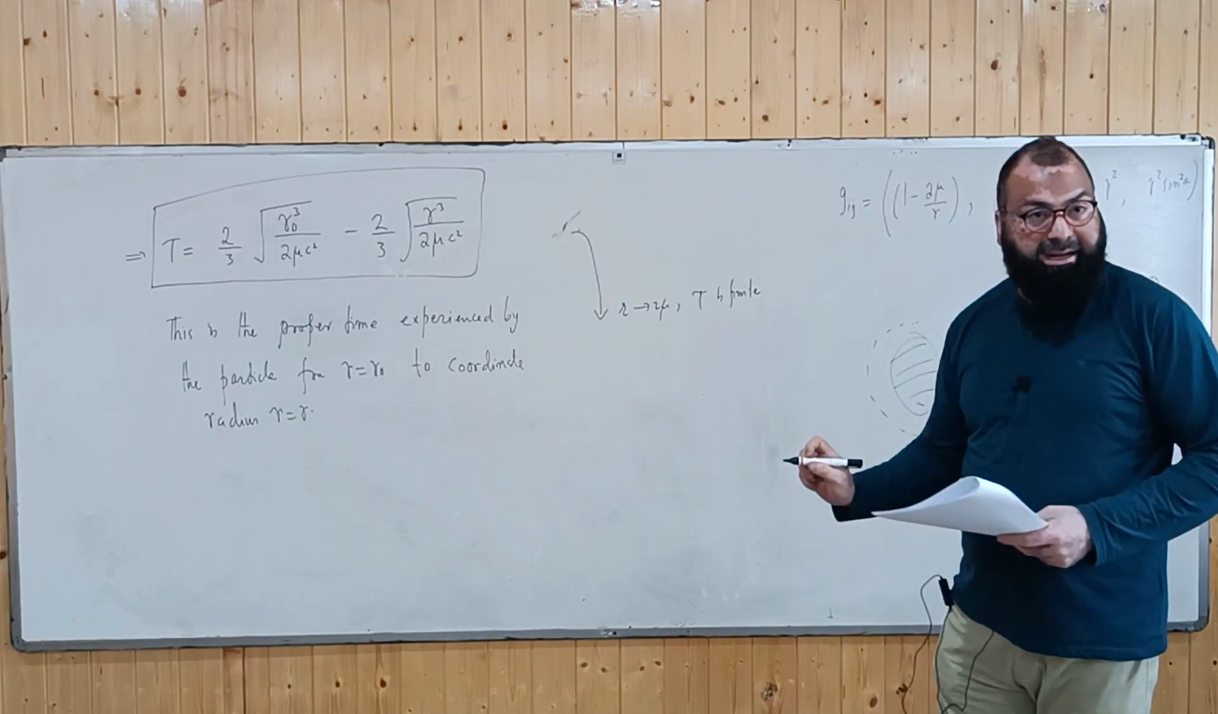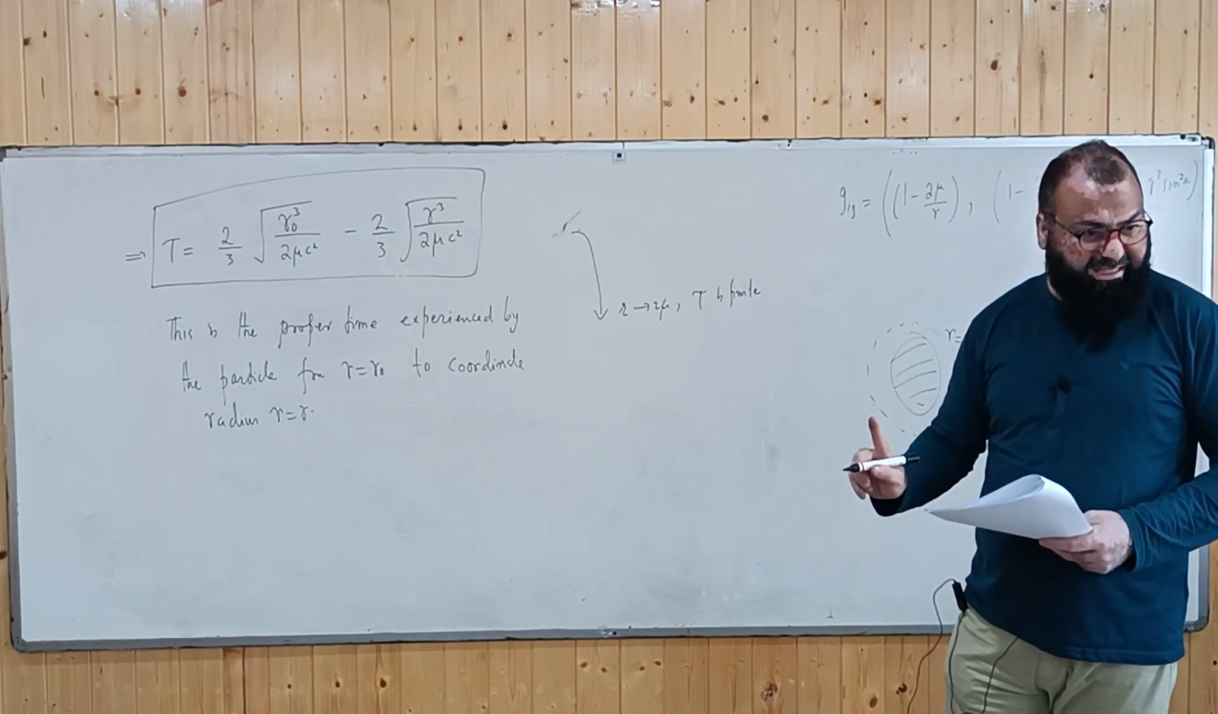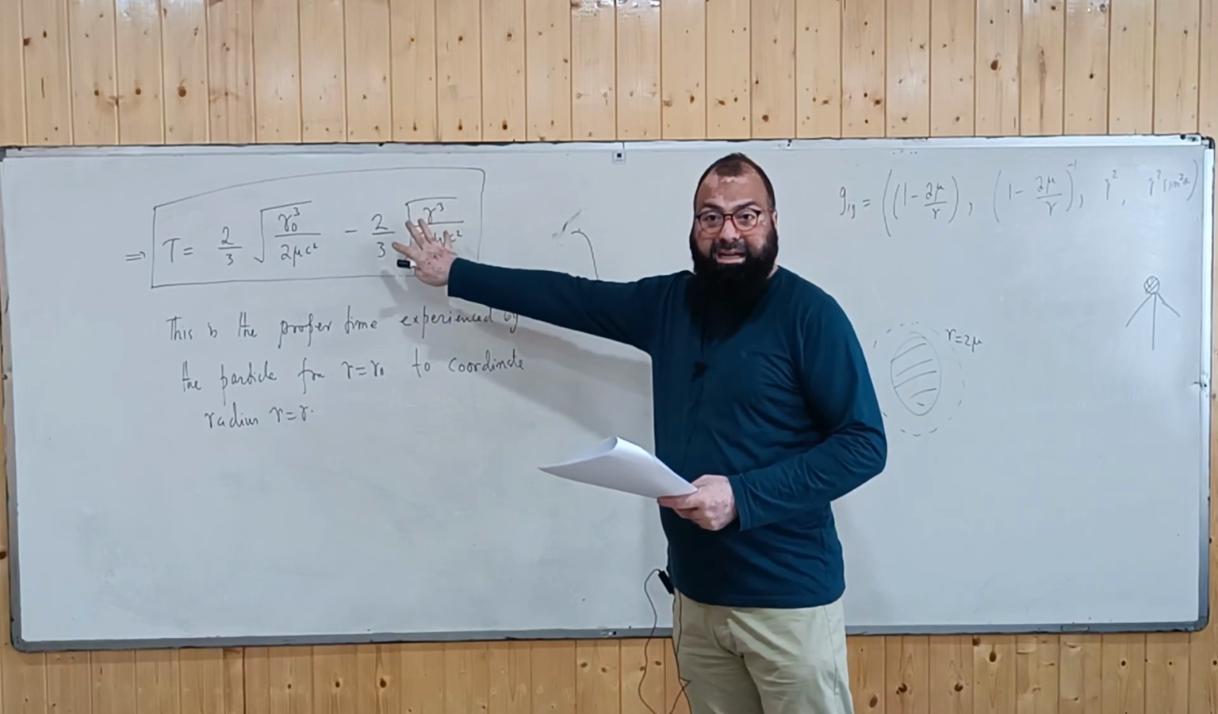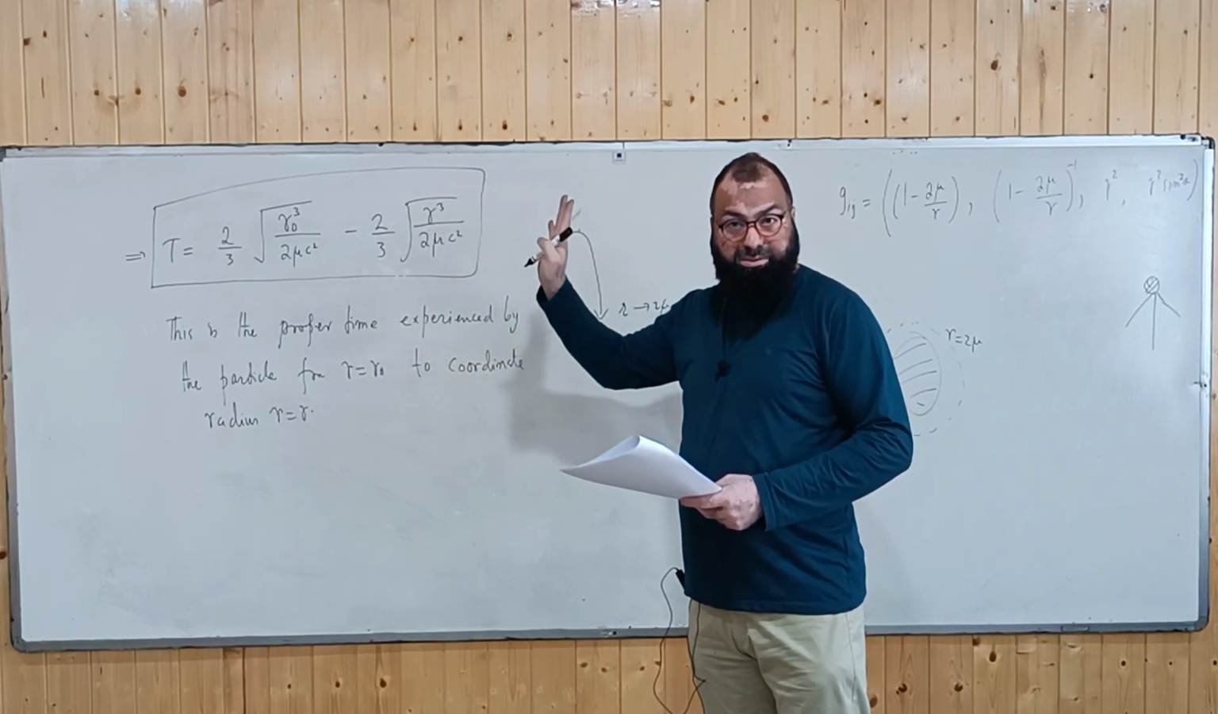Okay, it's finite. It does not go to infinity. If you look here, r equal to 2 mu, this is actually a finite thing. So it does not go to 0.